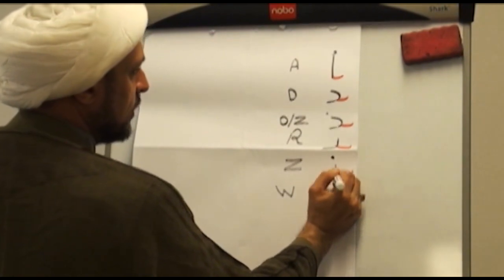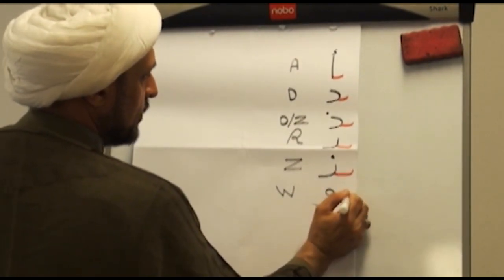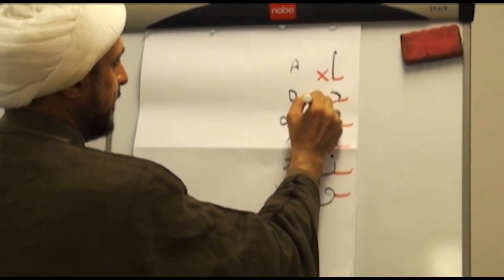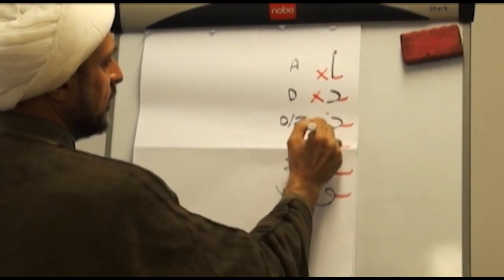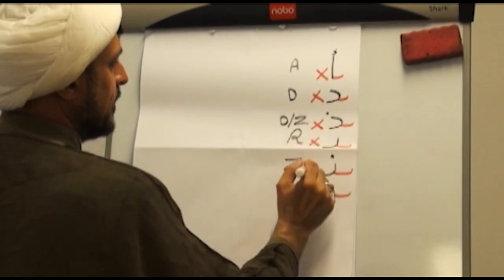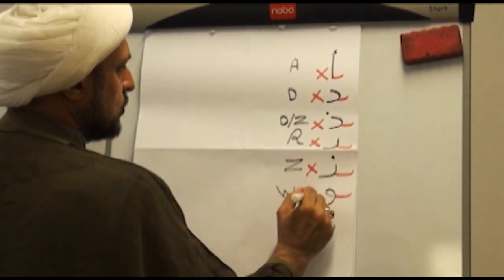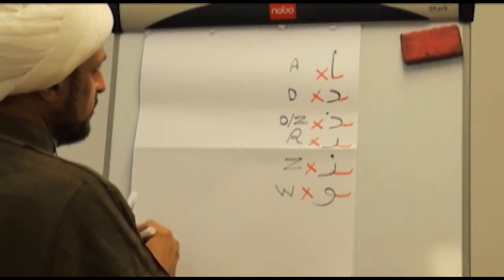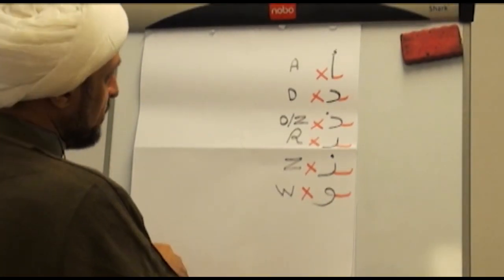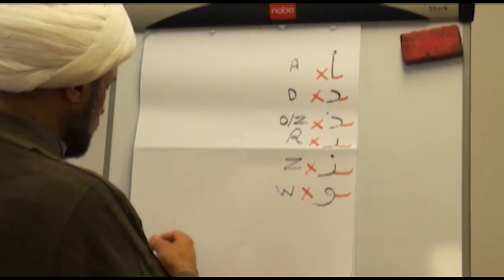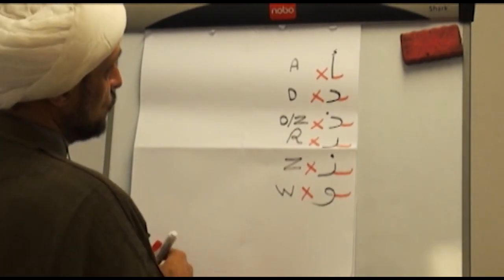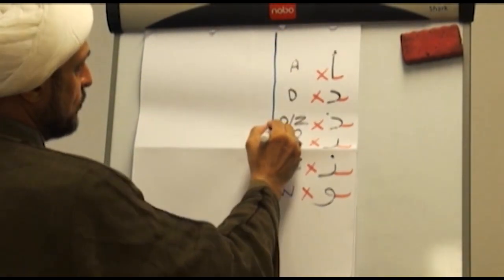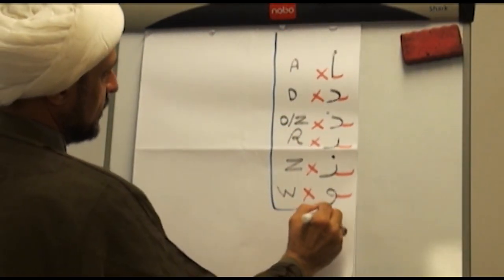They can connect to the right hand side. But left, no. There has to be a gap. Left, no. There has to be a gap. So this is one family, the family of letters which do not connect from the left hand side.